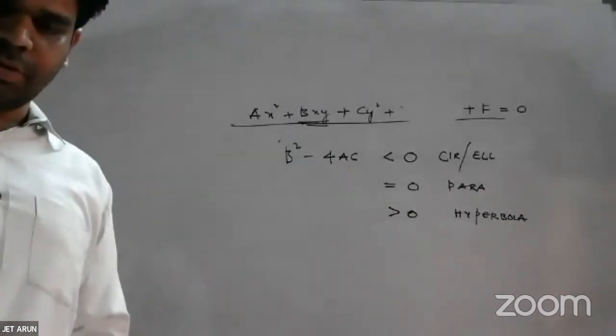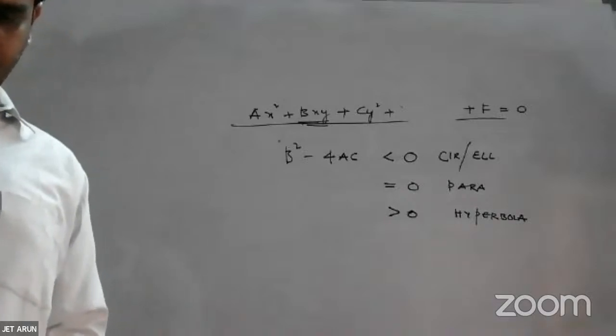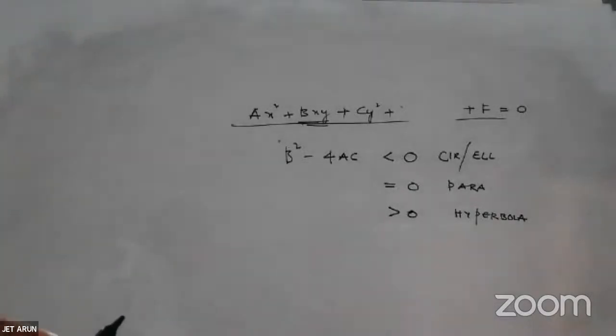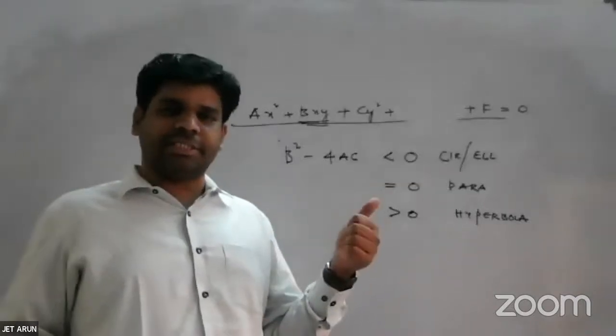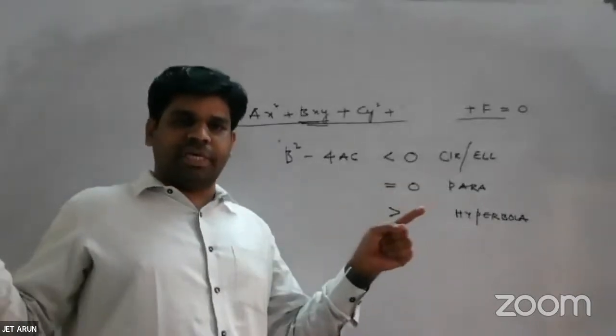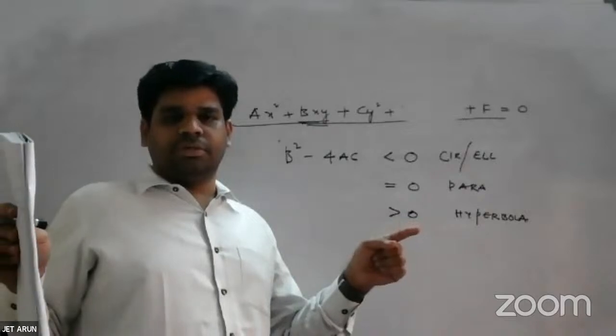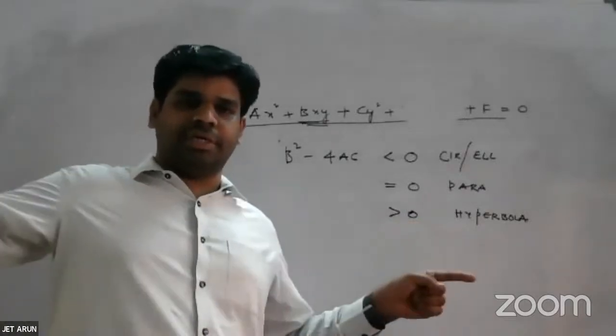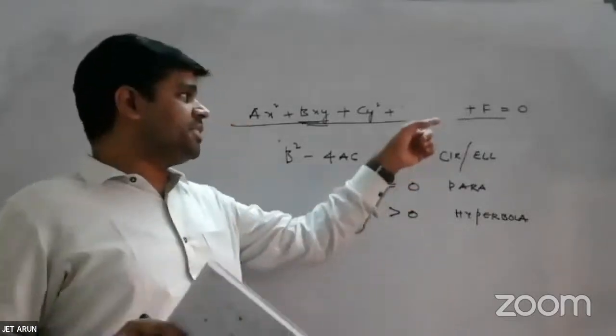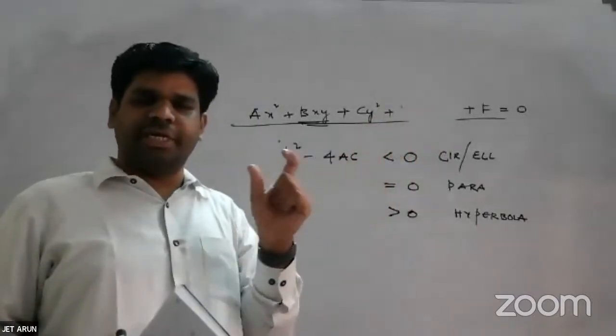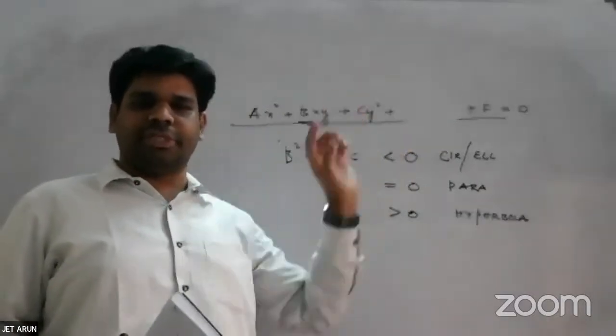Shall I give you one more? Yes, sir. Okay. Sir, then what about F? F will decide the other parameters: the radius of a circle, the size of the ellipse, how stretched the hyperbola is. Radius, latus rectum, all that will be decided there.